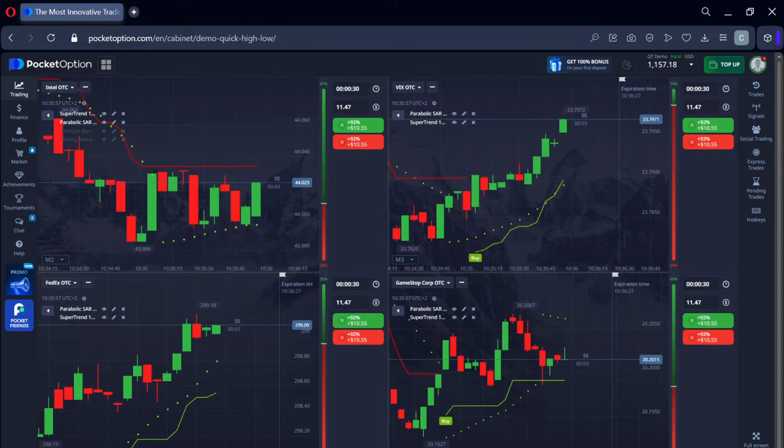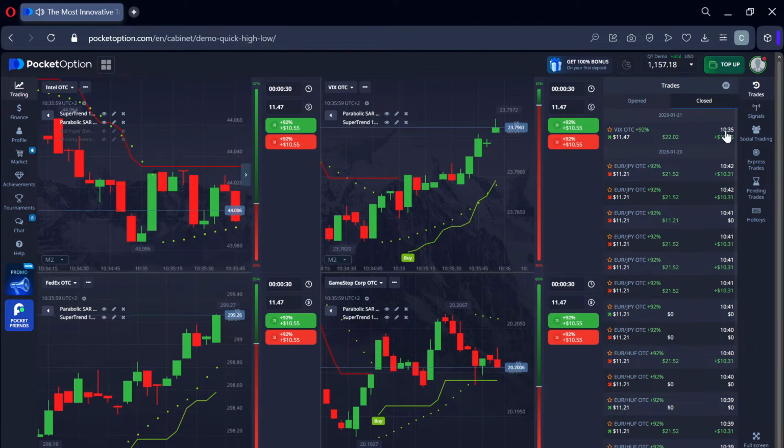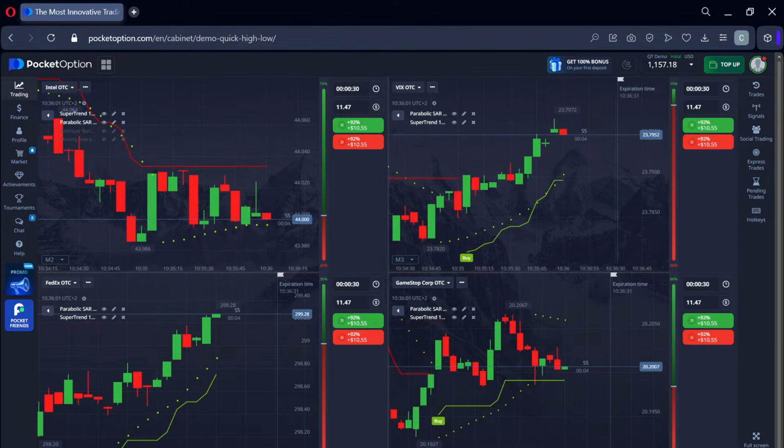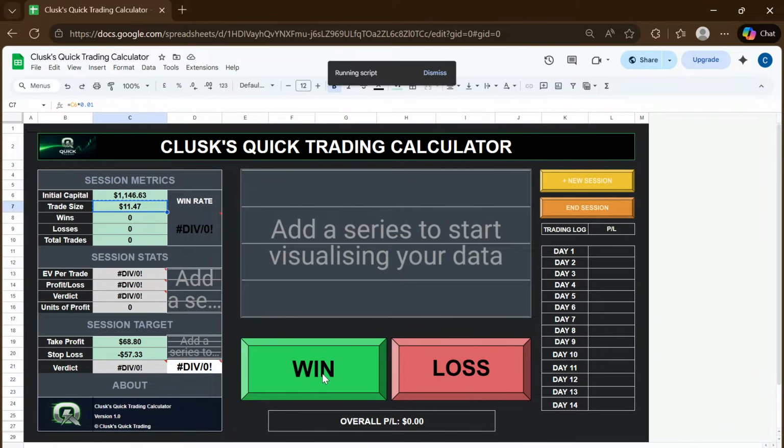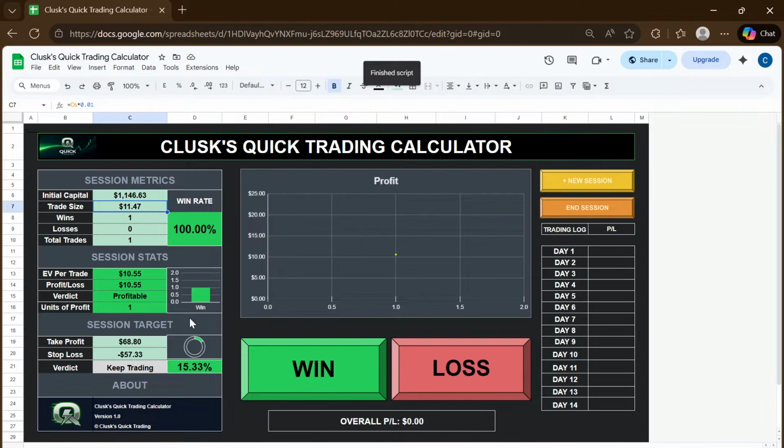I believe we won that trade. Let's have a look. Yes, we did win that trade. So because we won that trade, we can add it to our trading calculator. The trading calculator is designed so that we aim for 6 units in profit and we set our stop loss at -5. Every single time I get to 3 units in profit, I take my stop loss up to break even, so that worst case scenario, I lose no money.